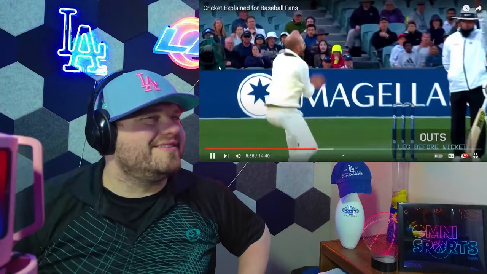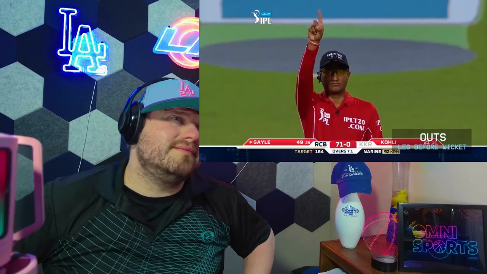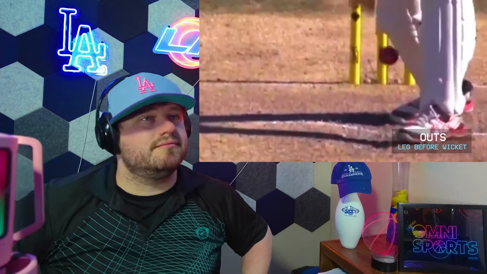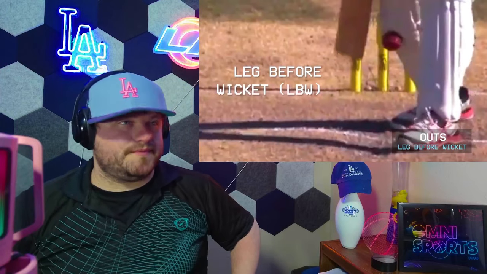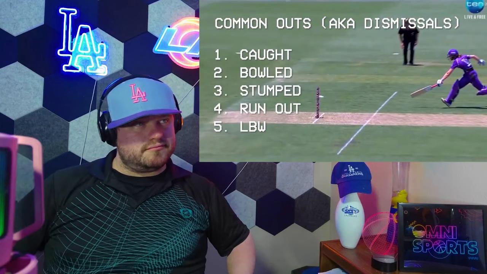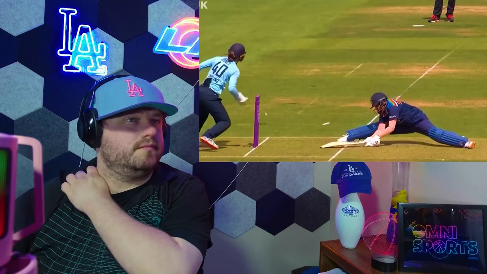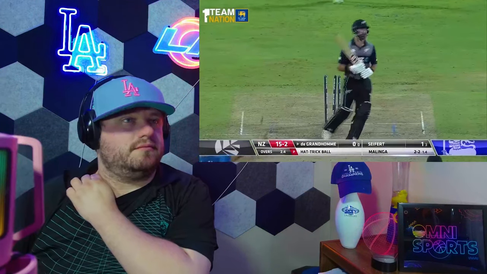A batter can also be called out if they allow the ball to hit them, and the umpire determines that the ball would have knocked the bails off the stumps if the batter had not interfered with their body. This is called a leg before wicket. So those are the most common ways that you will see a batter or runner get put out by the fielding team. There are several other much less common ways for a batter to get out, and we will not be getting into them here.